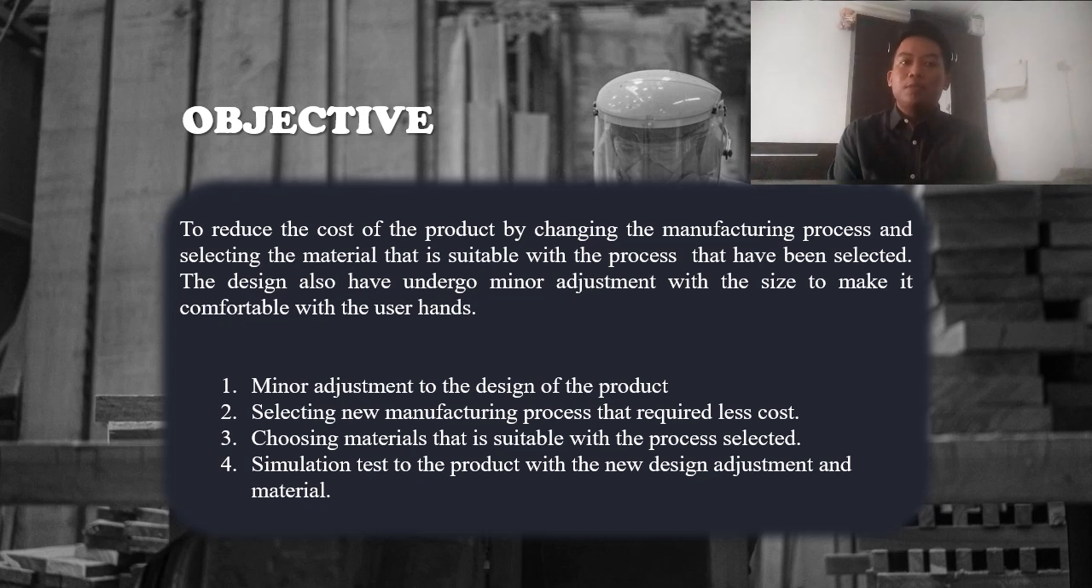So the objectives of this product enhancement are, first, we will do minor adjustments to the design of the product, to increase the suitability for the user to use and make it more comfortable. The second is selecting a new manufacturing process that requires less cost. Third is to choose material that is suitable for the process selected, and then we will simulate and analyze the new data for the product after enhancement.